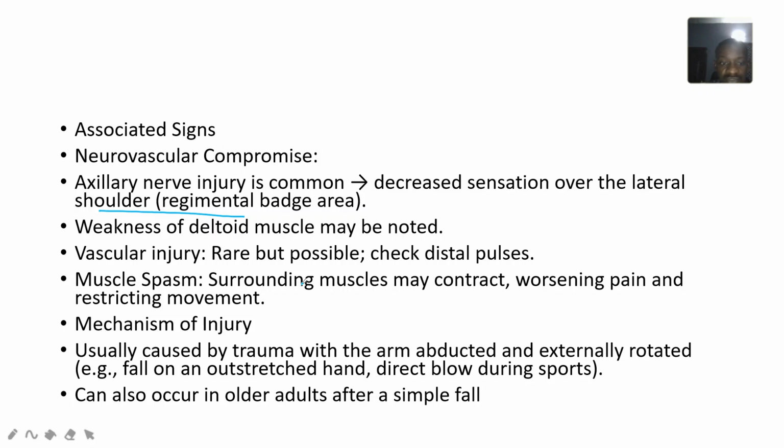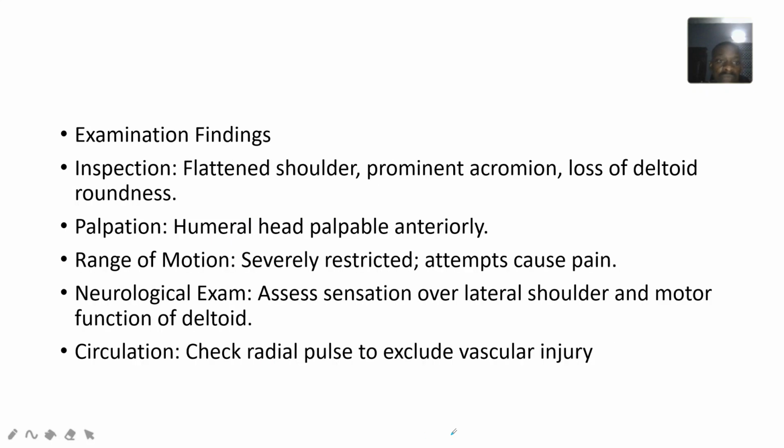The mechanism of injury is usually trauma with the arm abducted and externally rotated. It can also occur in older adults after a simple fall. Examination findings: if you look at the shoulder, it is flat and the acromion process is pointed out. On palpation, if you touch the humeral head, you can touch it easily. On range of motion, you're not able to move very well.